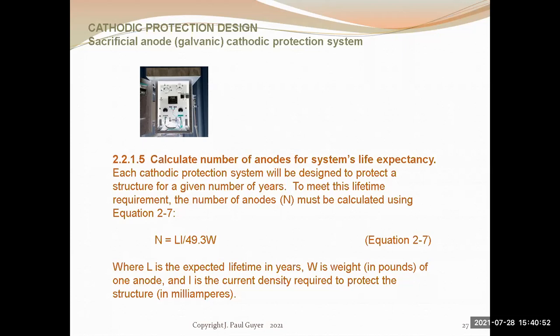For calculating the number of anodes based upon the system's life expectancy, equation 2-7 is used. N is the number of anodes. L is the expected life expectancy, which is a number that you assume. W is the weight in pounds of one anode, and I is the current density required to protect the structure in milliamperes per square foot.